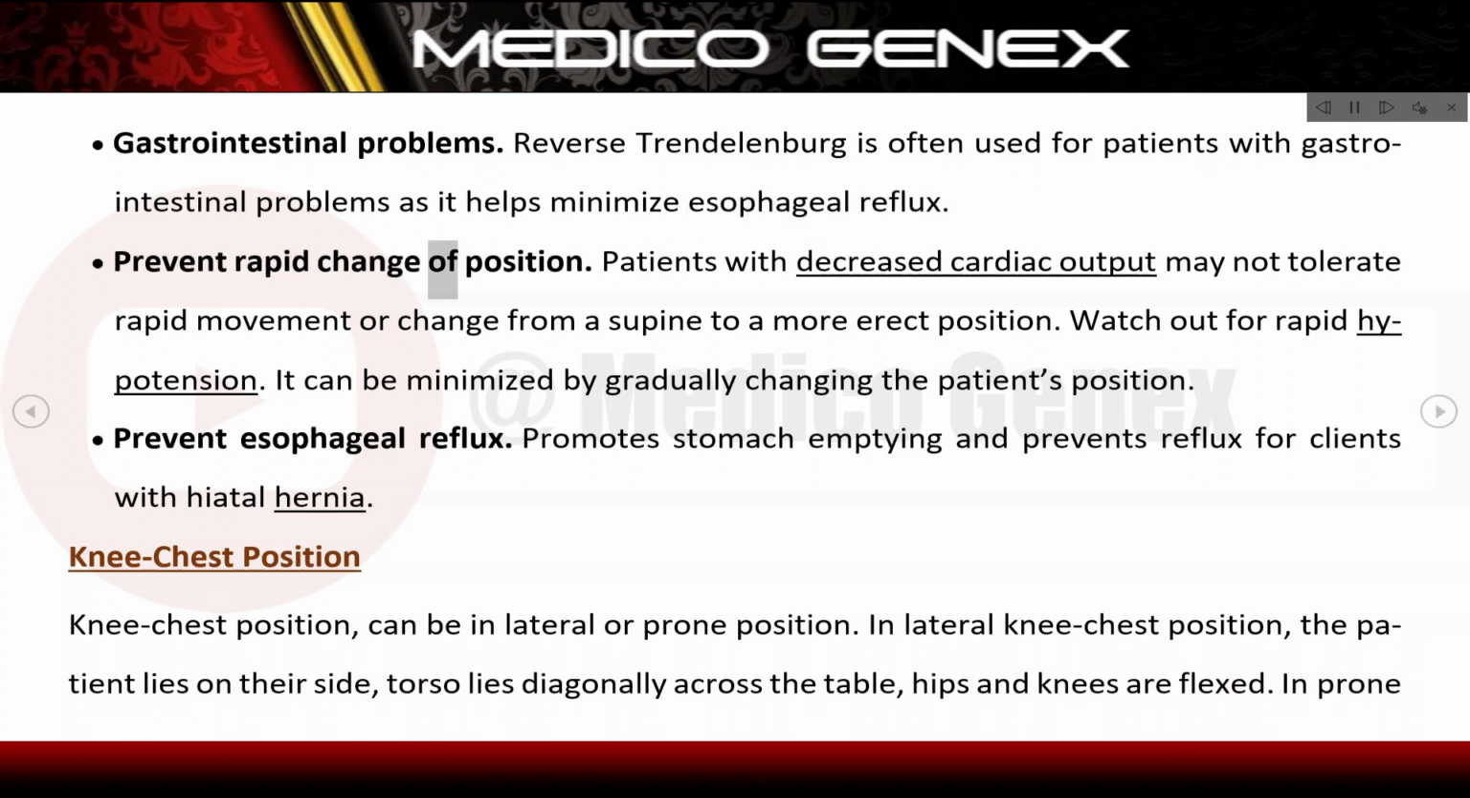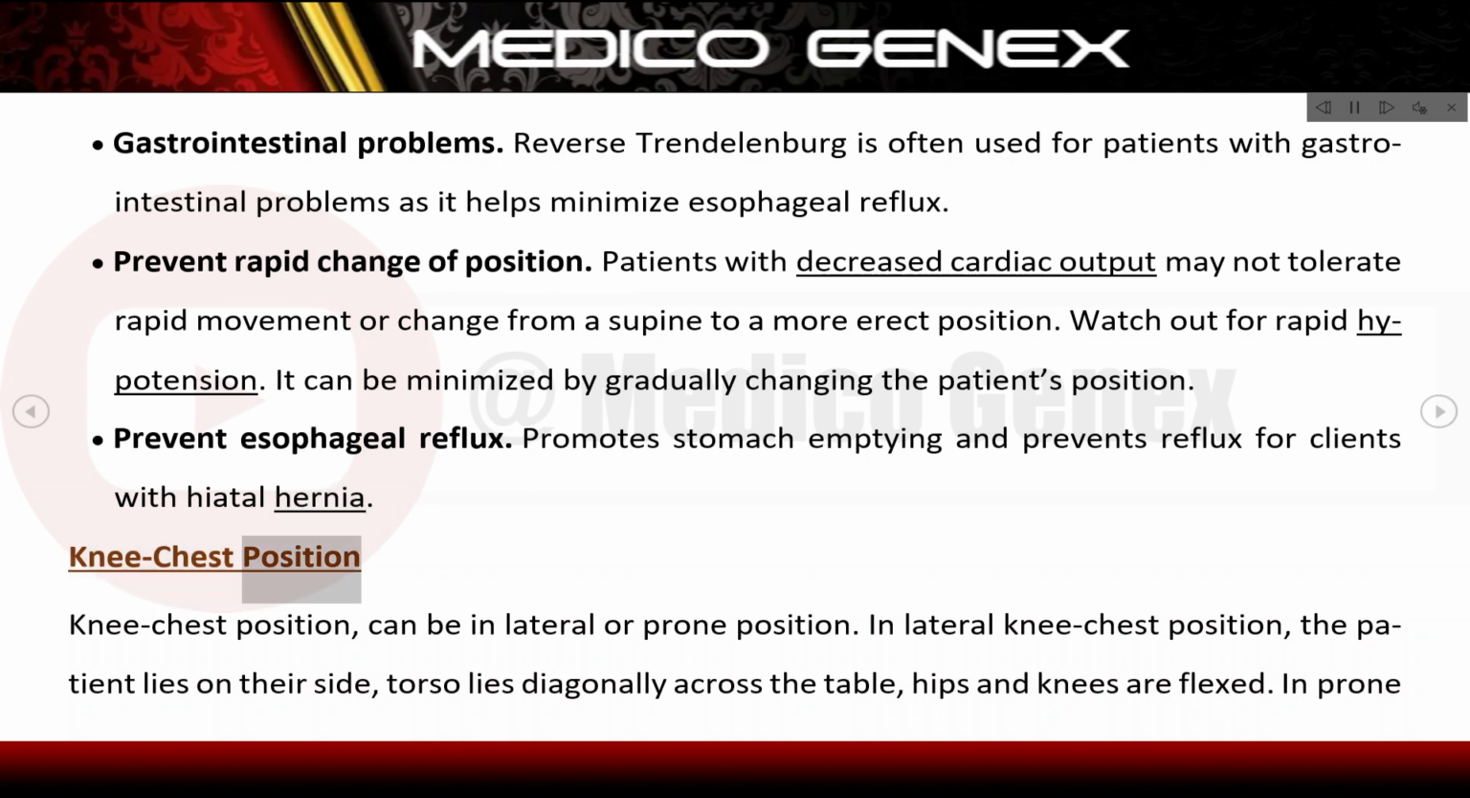Prevent rapid change of position. Patients with decreased cardiac output may not tolerate rapid movement or change from a supine to a more erect position. Watch out for rapid hypotension. It can be minimized by gradually changing the patient's position. Prevent esophageal reflux. Promotes stomach emptying and prevents reflux for clients with hiatal hernia.